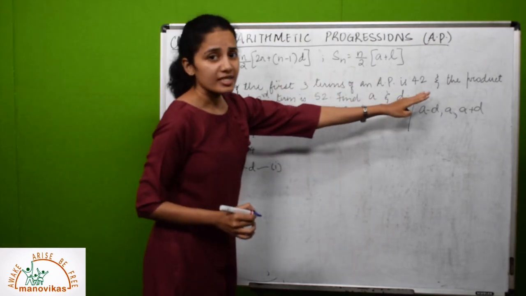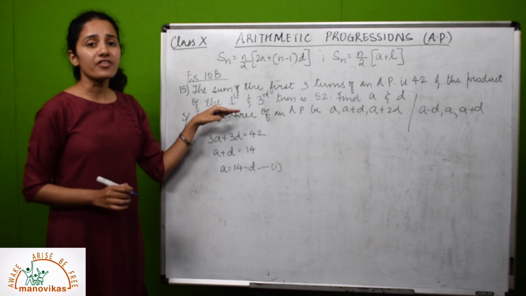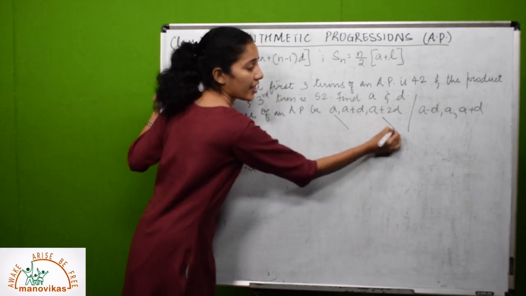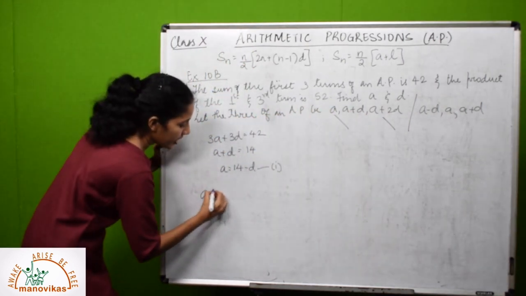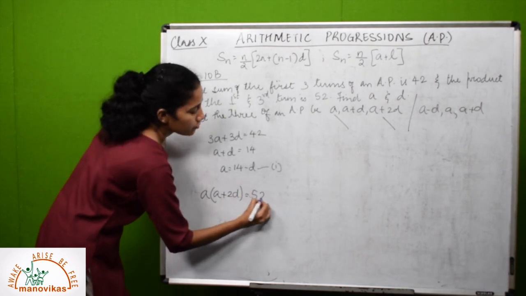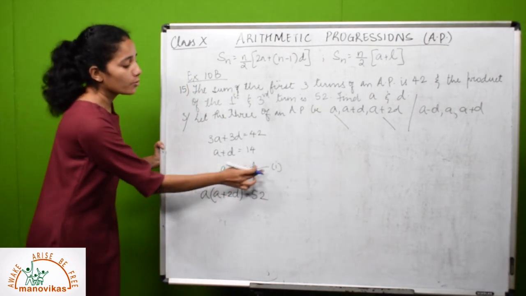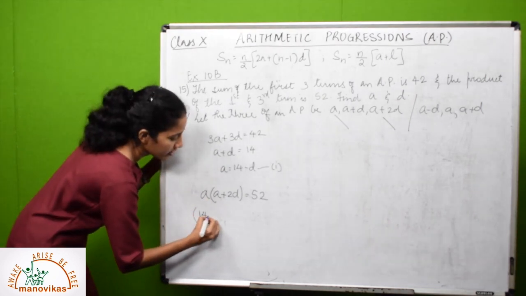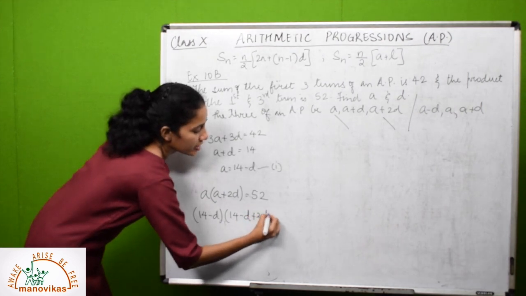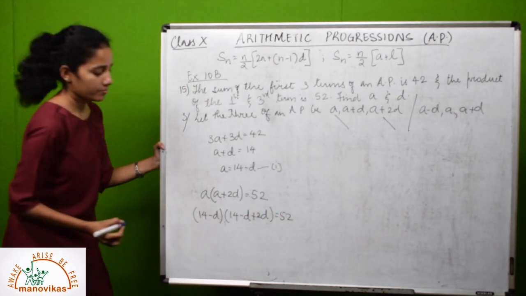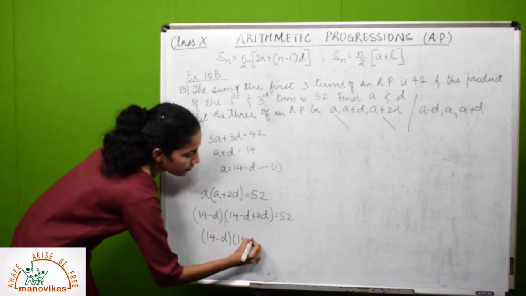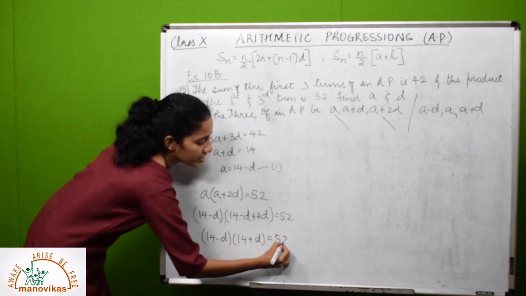The second condition states that the product of the first and the third term is 52. The product of only the first and the third term. So what do I get? A into A plus 2D is equal to 52. Substituting 1 in this, I have 14 minus D into 14 minus D plus 2D is equal to 52. So I have 14 minus D and 14 plus D, which is equal to 52.